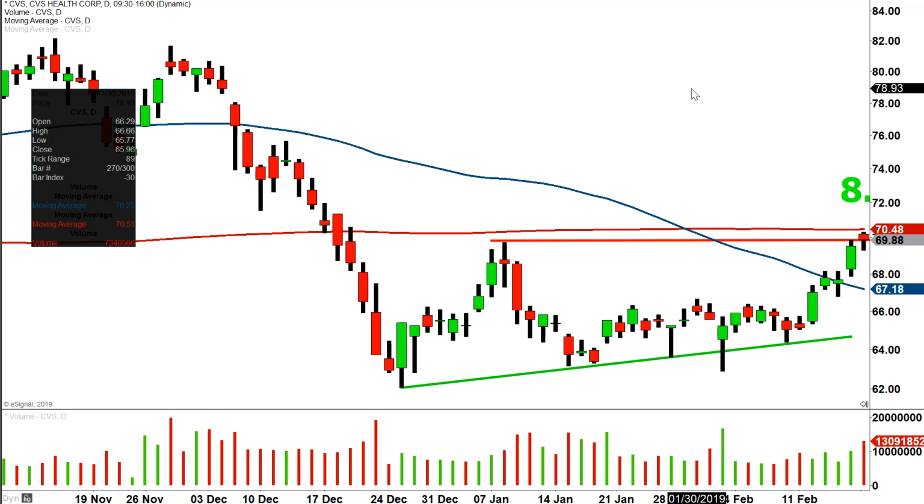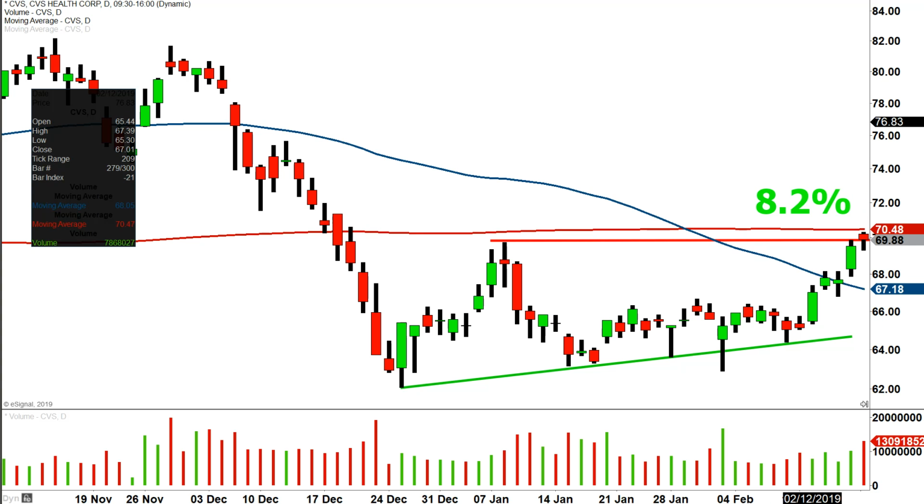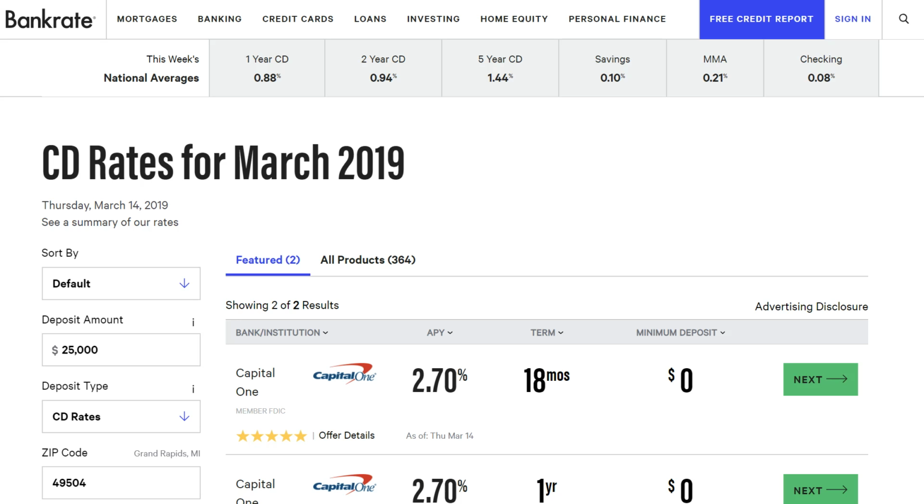Now, this is where the learning lesson comes into play, and I should note that right there is 8.2%. But before I even get further, let me just put that 8.2% in context. So how long did this take? Let's just call it 2 weeks, give or take. 8.2%. Here we are looking at bankrate.com and just looking at the CD rates out there.